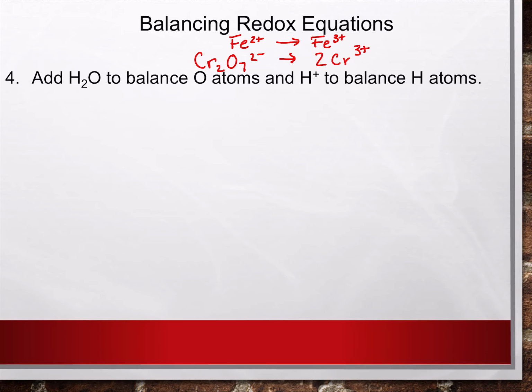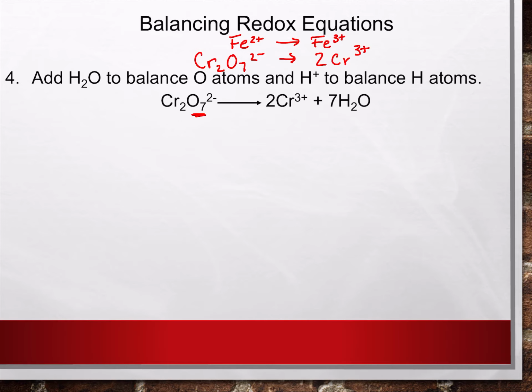But if we look at our chromium reaction, right, our chromium reaction has 7 oxygens on the left and no oxygens whatsoever on the right. So right now we're not obeying the law of conservation of matter. So the way that we fix this is, since we have 7 oxygens on the left, we are going to add 7 waters on the right to balance out those oxygens.